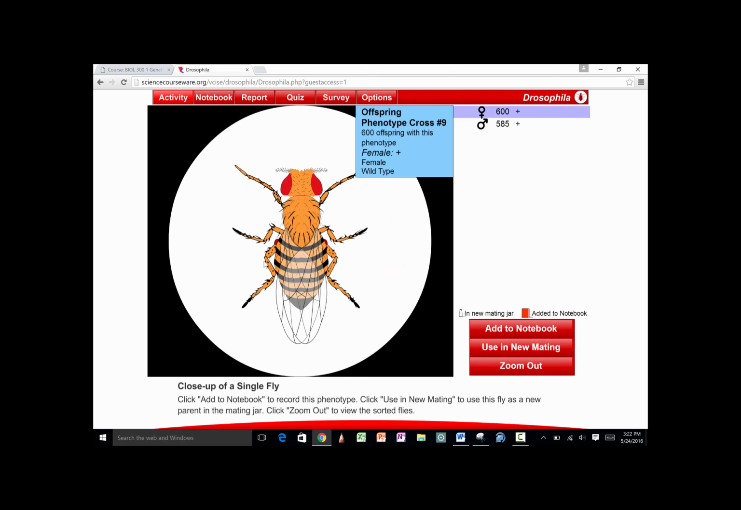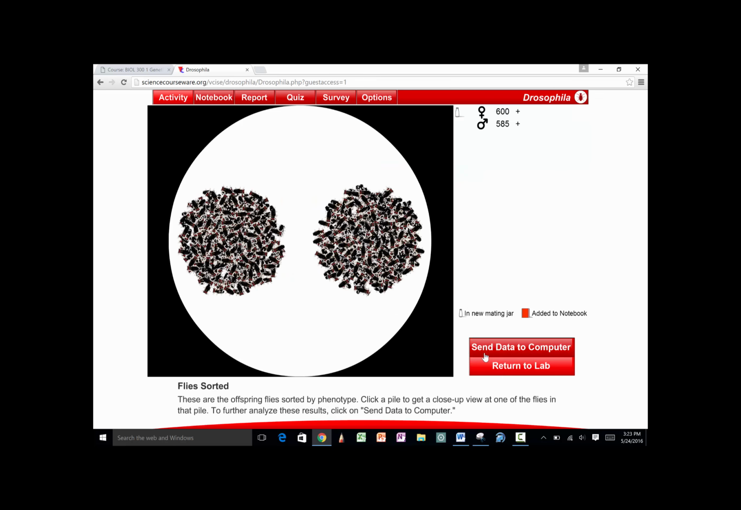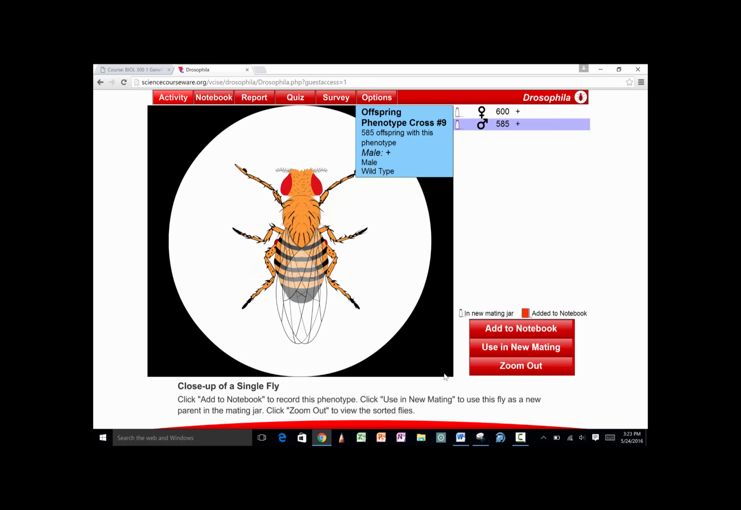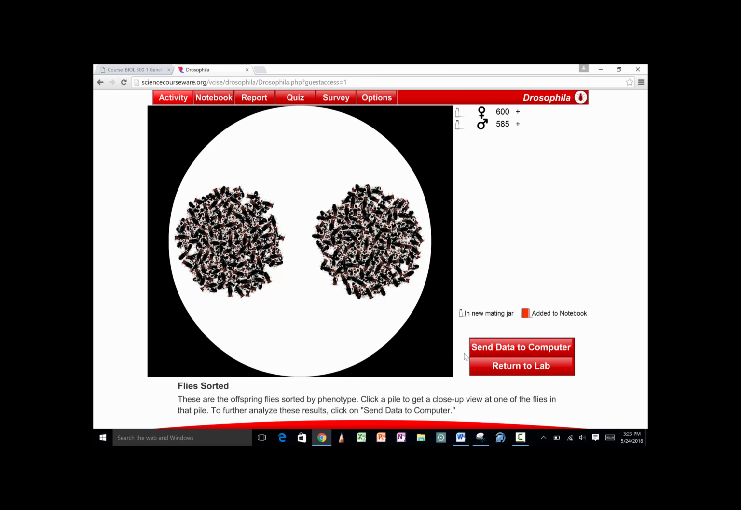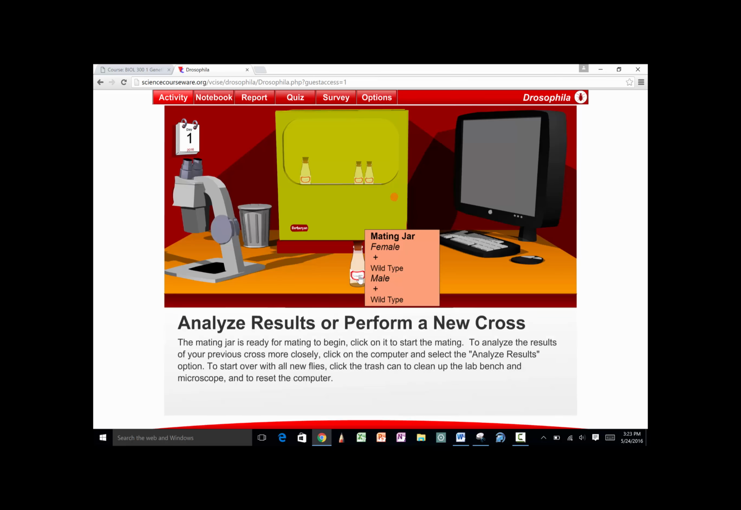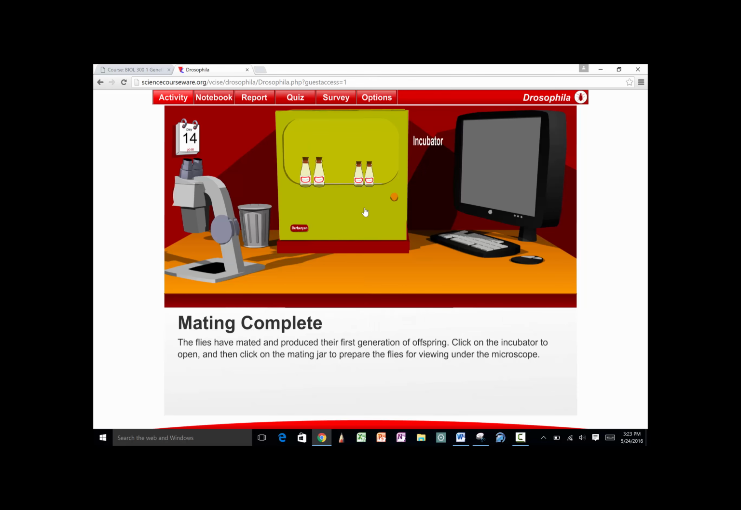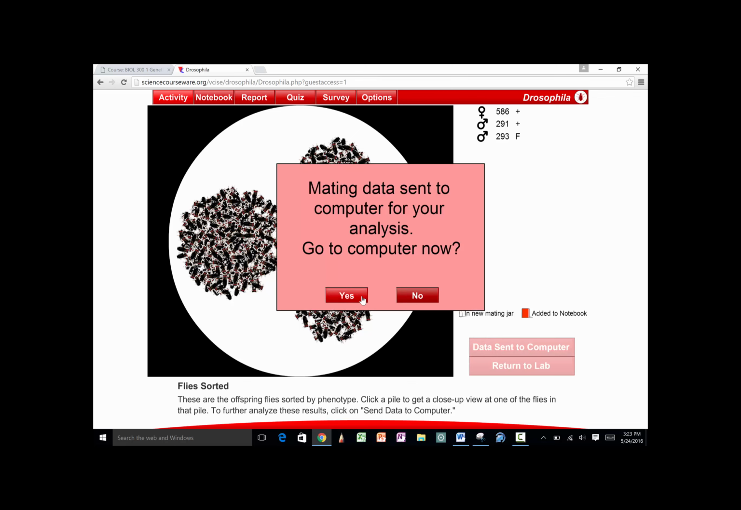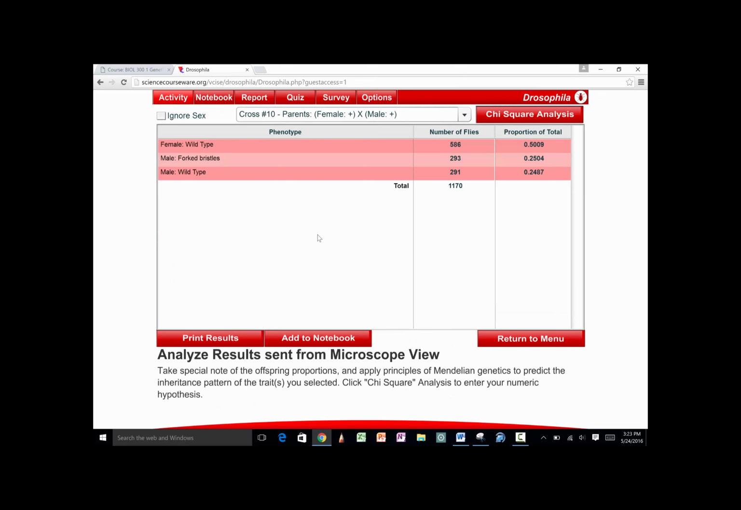And now what I want to do is cross these F1s. So my two wild types, these are the F1s of that cross. Analyze it, sort them, send the data to the computer. So now what do we get? Now I've got wild type females, but half of my males are forked and half of my males are wild type.